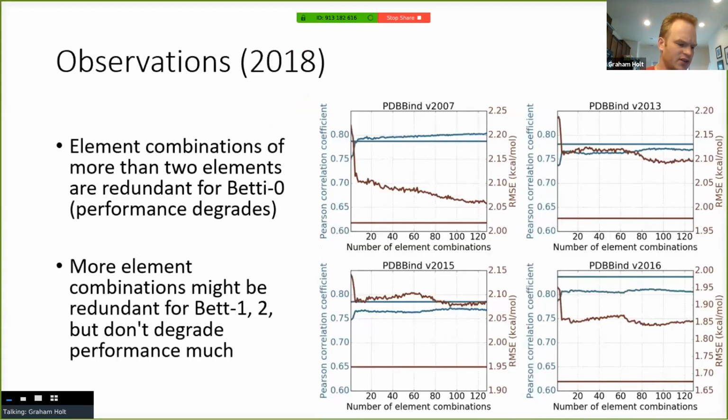Okay, and as far as observations on what worked and what didn't work with respect to their changes and the new features that they introduced, they found that the element combinations for their multi-component persistent homology for more than 2 elements were redundant for the Betty 0 features, but at the very least didn't degrade performance for the higher Betty features. And so this was essentially their rationale for including them. They thought that it might increase the generalizability of their method. So that was one observation they made.